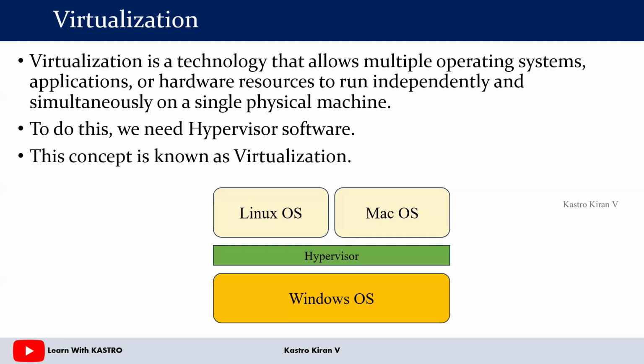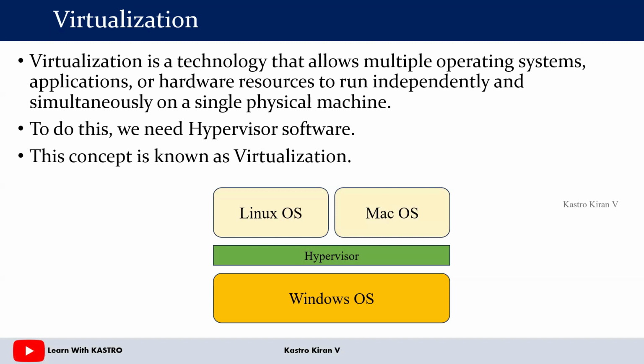So what is meant by virtualization? On a single machine, I need multiple operating systems to run. In order to host multiple operating systems on a single physical machine, I need a software which is known as a hypervisor. This entire concept is known as the virtualization concept.